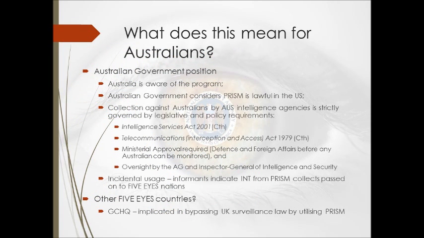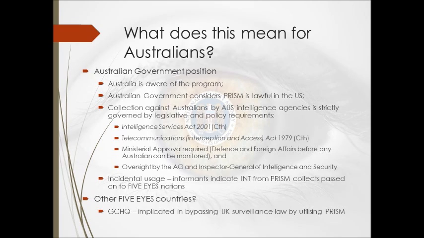So what does this mean for Australians? Essentially, the Australian government is aware of the program and disclosed that they are aware of the program. However, they do consider the program to be lawful in the United States. Australian collection is governed by strict legislative and policy requirements, as indicated on the slide. However, there's likely some incidental usage of PRISM that comes out.